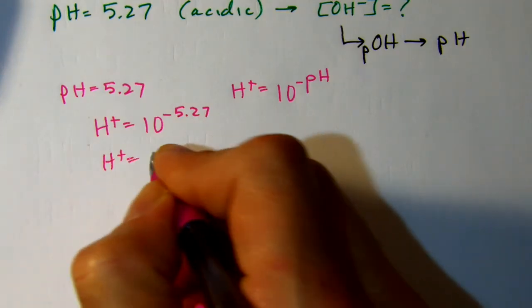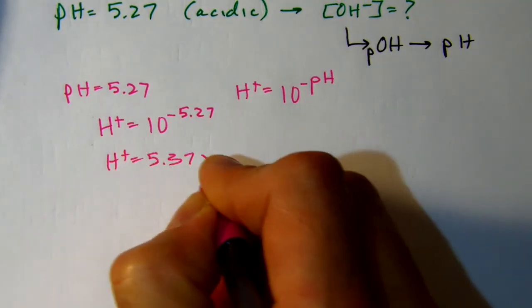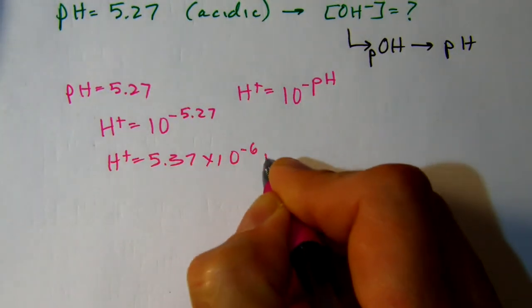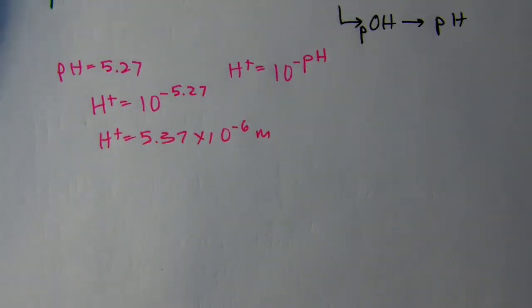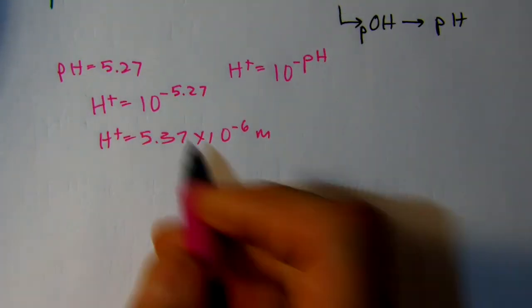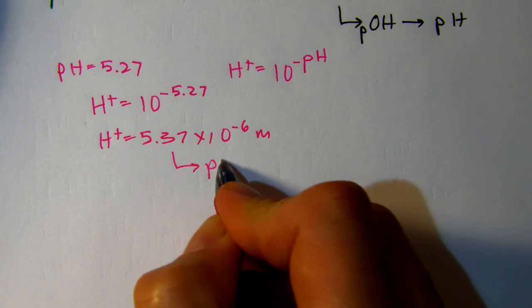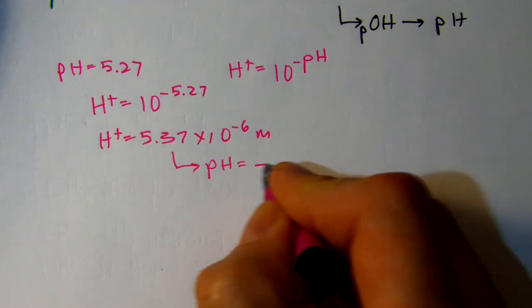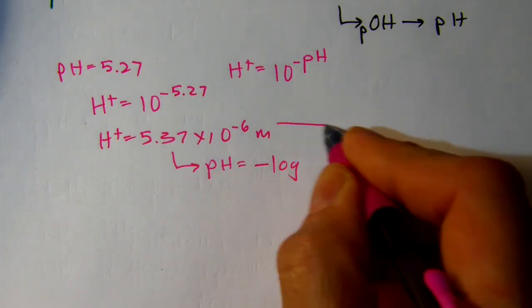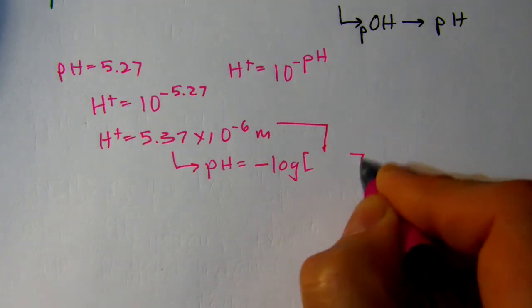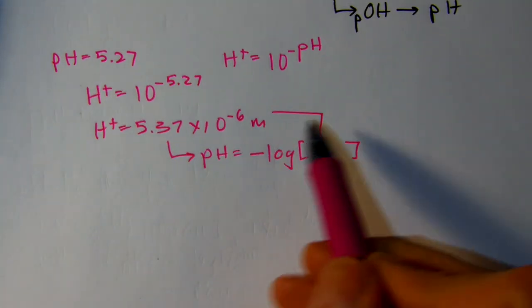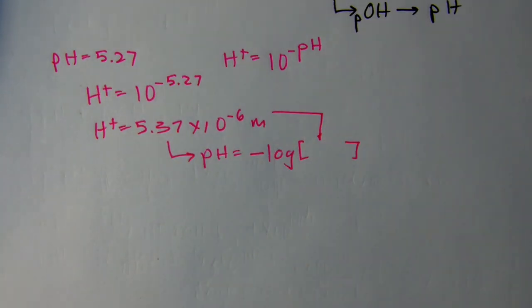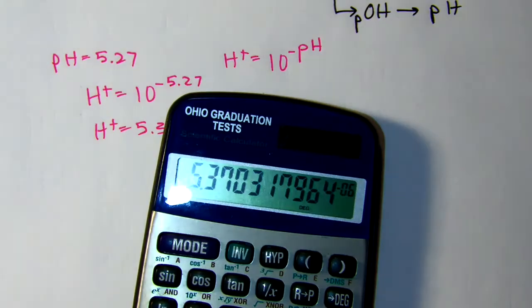H plus equals, and we should put molar. That's really what it is. We are not done. We need to convert this to pH. pH equals the negative log of that number. I am not going to rewrite it. If you do this for me, I'm fine. Okay? So what do we do here?